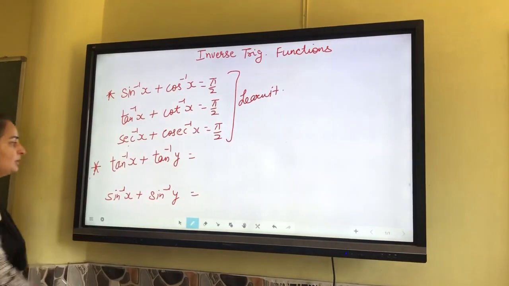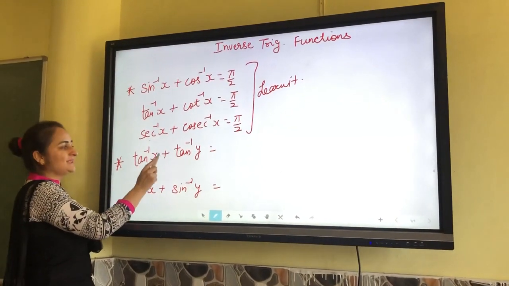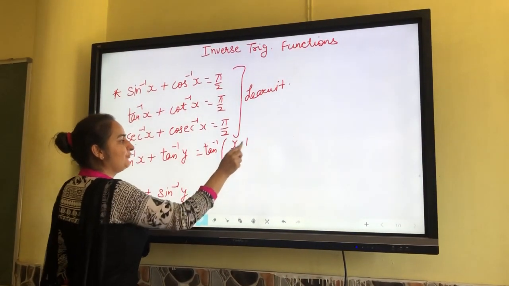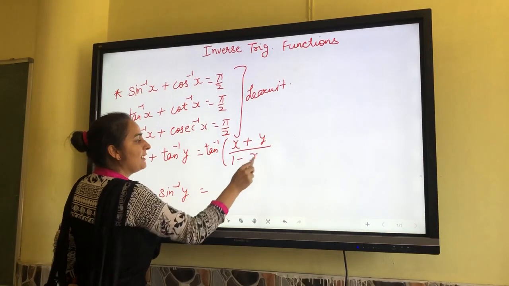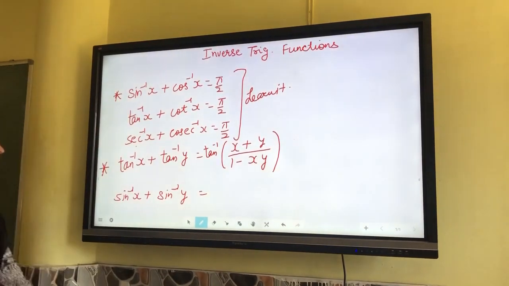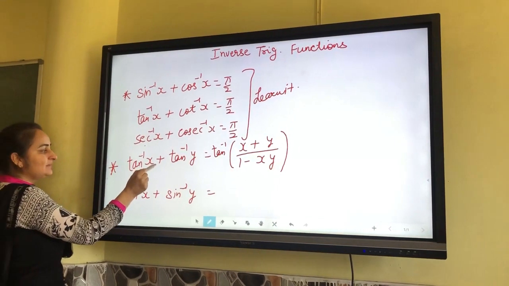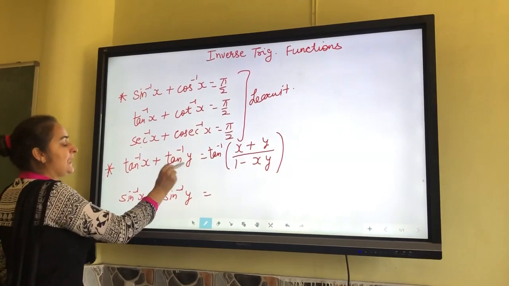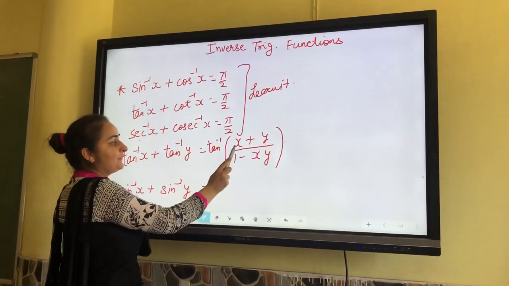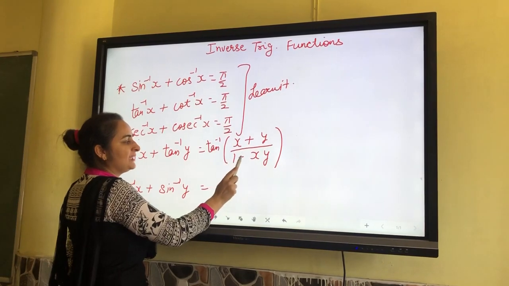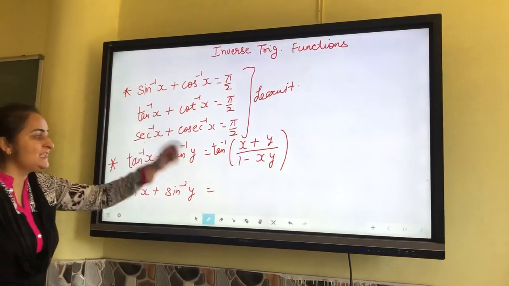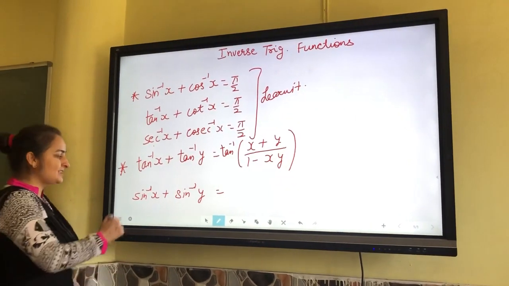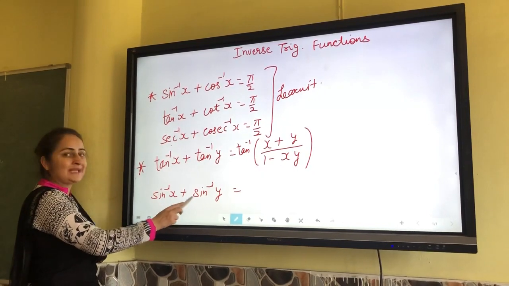Now, some more important formulas. First is tan inverse x plus tan inverse y, that is tangent inverse of x plus y whole divided by 1 minus xy. And if there is a negative sign in place of plus, that means tangent inverse x minus tangent inverse y, then the result is tangent inverse of x minus y upon 1 plus xy, meaning you will replace each positive and negative with the opposite sign.